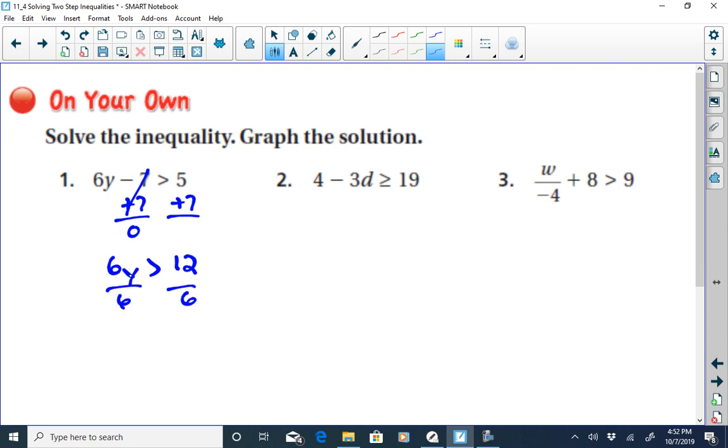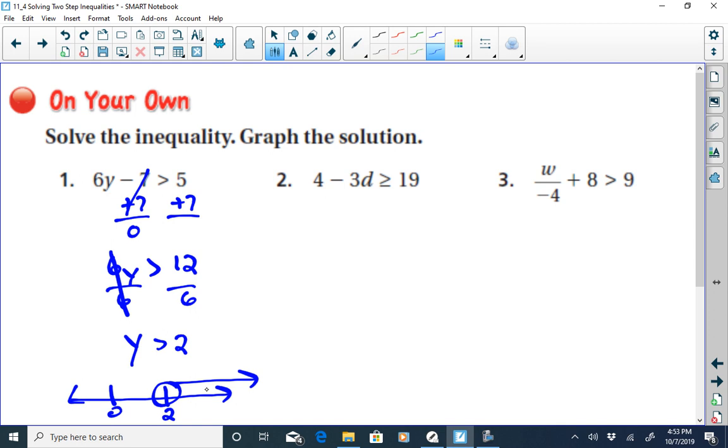Divide by 6, divide by 6. They cancel. Y is going to be greater than 12 divided by 6, which is 2. I'm graphing that solution. I have 0. +2 is to the right of 0. It's an open circle at 2, and my arrow is going to the right.